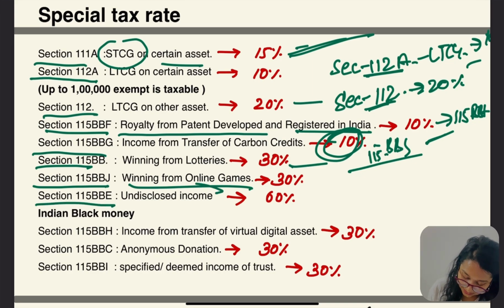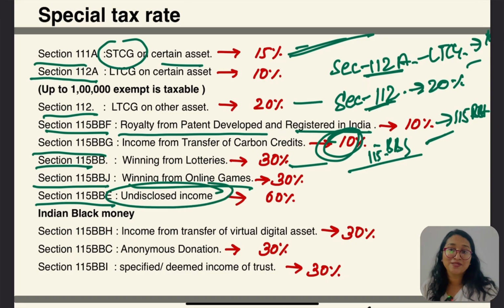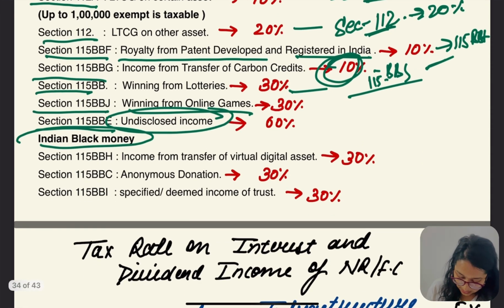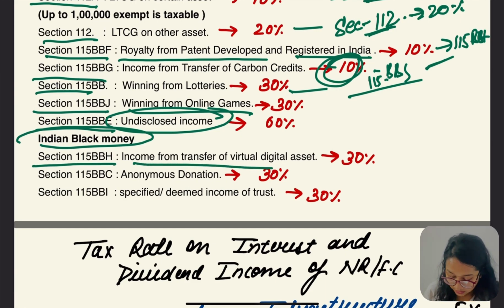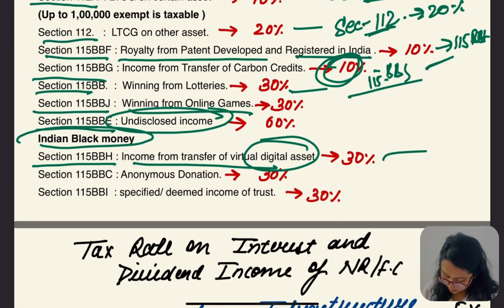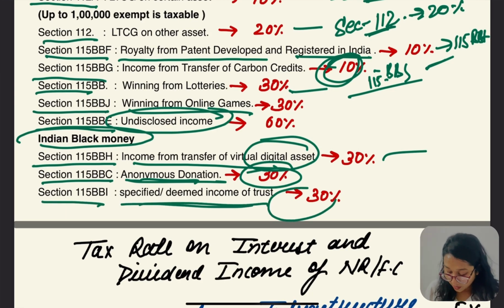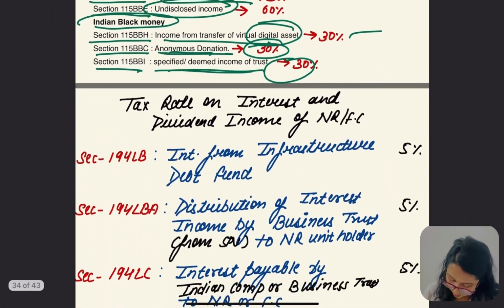Section 115BBE is about undisclosed income, that is going to be taxable at the rate of 60%, for the Indian black money, yes. And section 115BBH, which is of income from transfer of virtual digital asset, would be taxable at the rate of 30%. Section 115BBC, anonymous donation would be taxable at the rate of 30%. 115BBI, specified deemed income of trust, would be again taxable at the rate of 30%. Hope so this part was also clear to you.